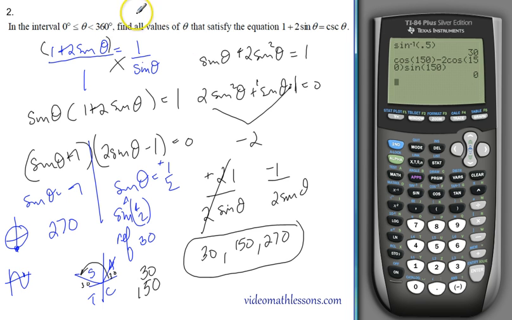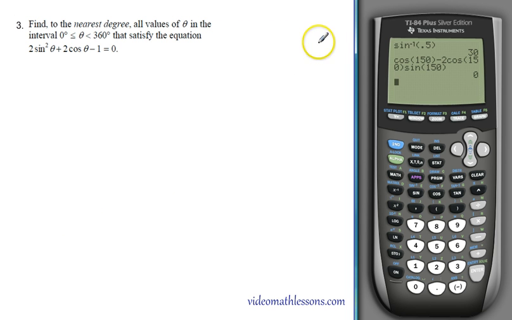Definitely a step up, more complicated. Even more complicated: 2 sine squared theta plus 2 cosine theta minus 1 equals 0. Once again, now there's a clue: nearest degree. This is telling me it's not going to be a nice number. I'm going to have to round. And once again, 0 to 360, you're not allowed to use 360.